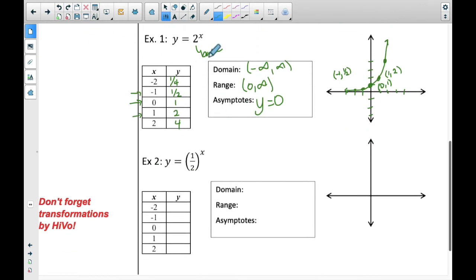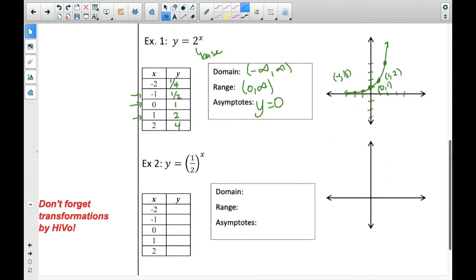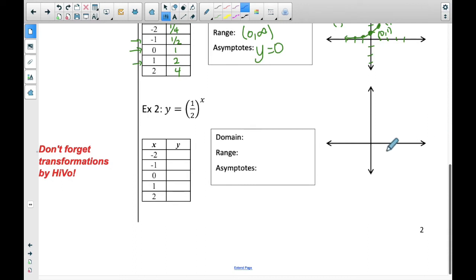And so this one, the base was greater than 1, it showed us growth. On this next example, our base is less than 1, so it's going to show us decay. Take a second to fill in the table. This has a fraction this time, so it might be a little bit more difficult.